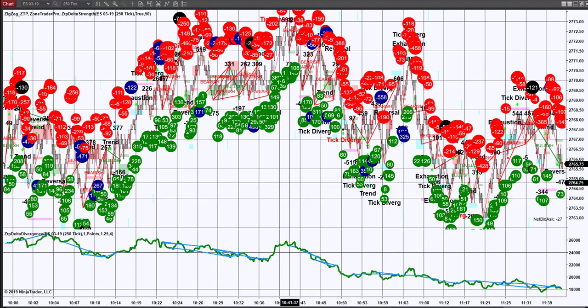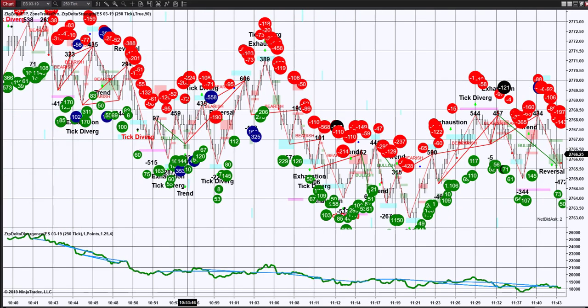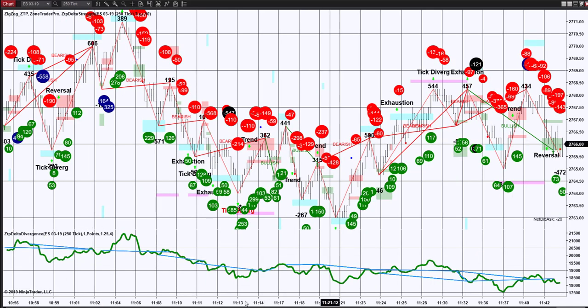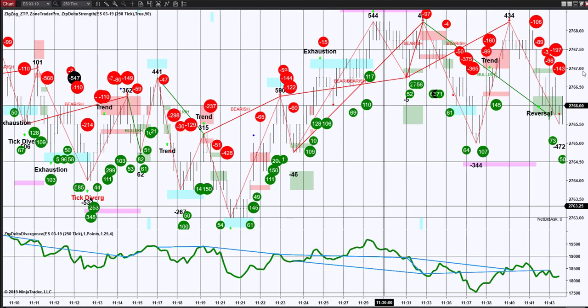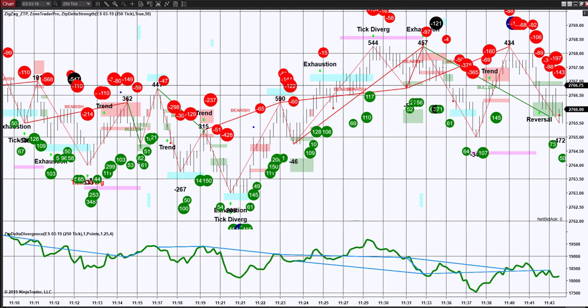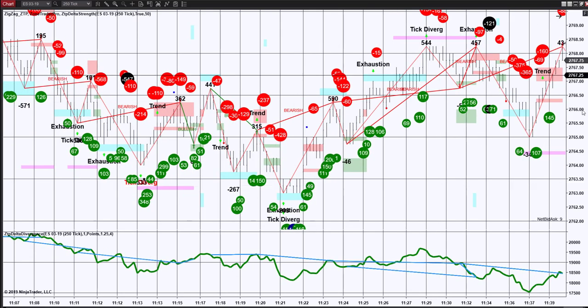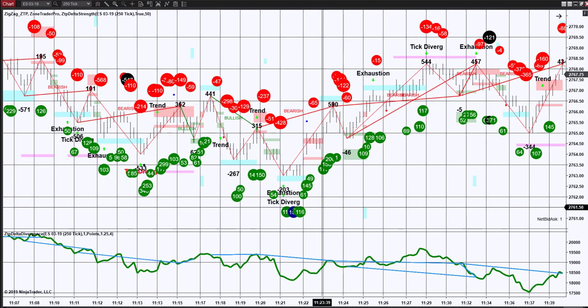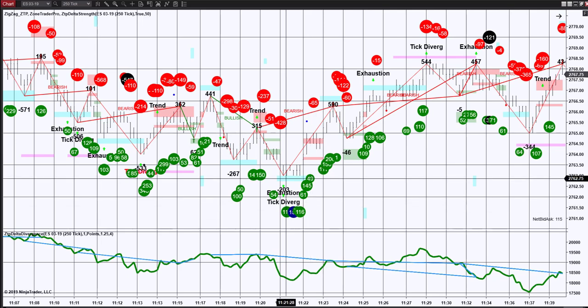But that's really not the case. What we need to do is expand this so that we're only looking at the areas we are interested in. And when we expand this to the areas we're interested in, well, look at what we see. Initially, here's a great trade that is currently in progress that started about 11:20 this morning. And here we have an exhaustion tick divergence trade.